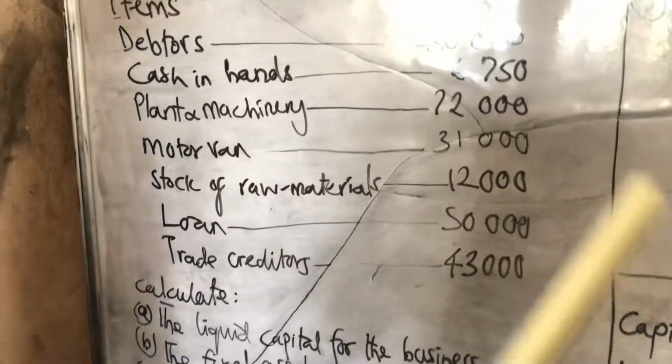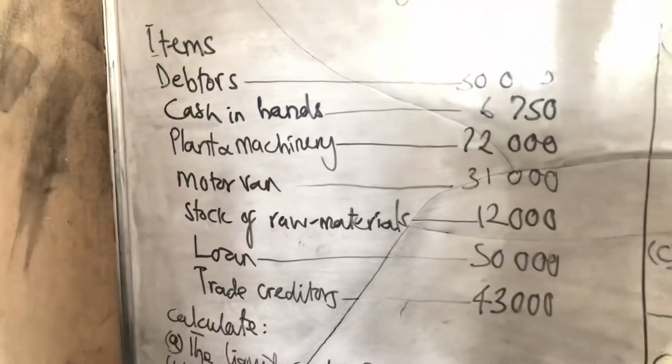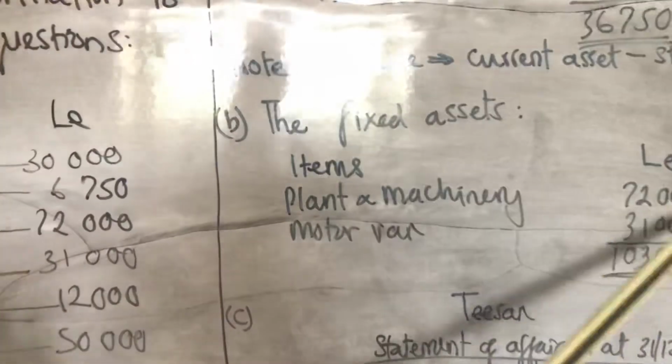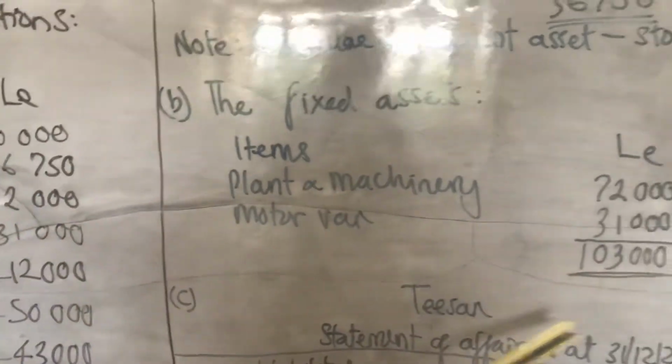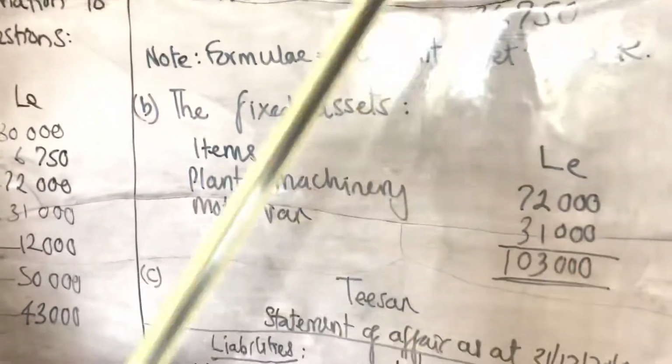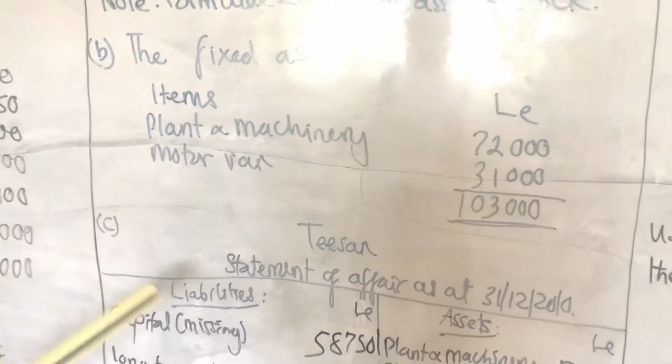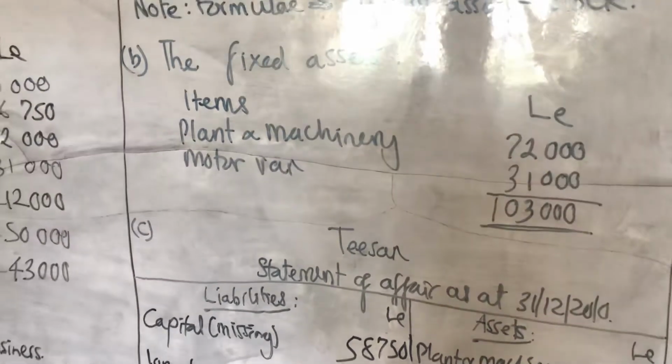So the fixed asset we have is plant and machinery, which is 72,000. Motor van 31,000 gives us 103,000. Okay, that is the total fixed asset of Tisan Enterprises Limited.